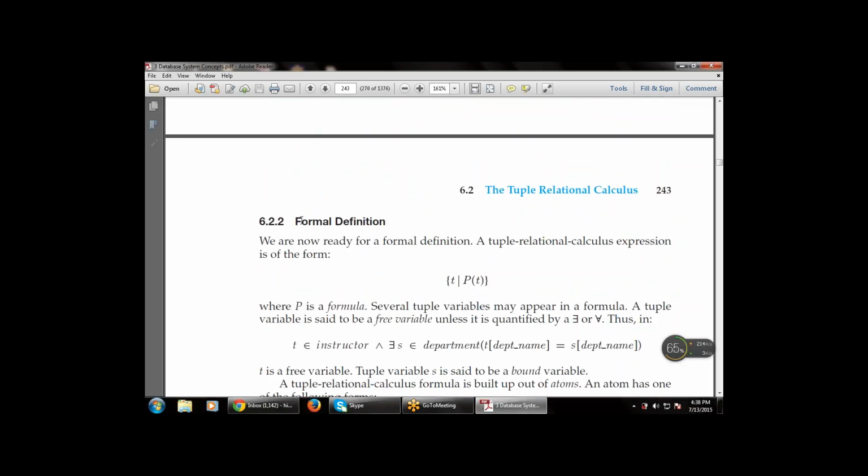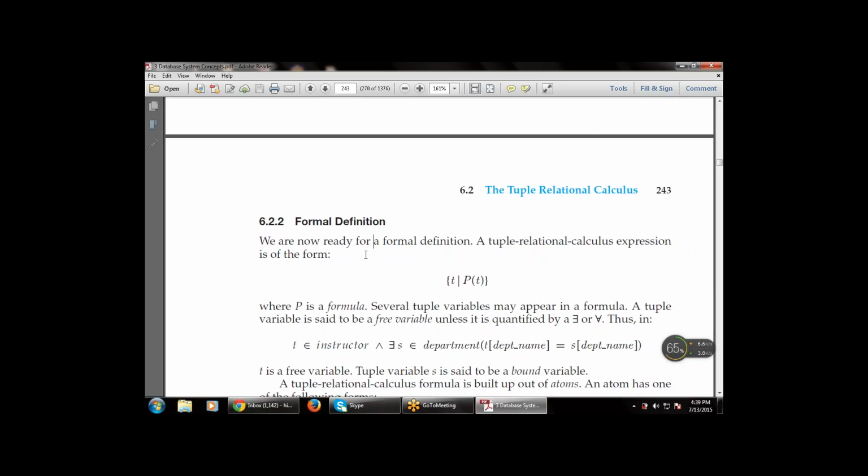Now next is the formal definition. What is the formal definition of the tuple relational calculus? It is written as {t | P(t)}, where t is the tuple variable, that is, the rows of a relation, and P(t) is the predicate, where P is a formula.